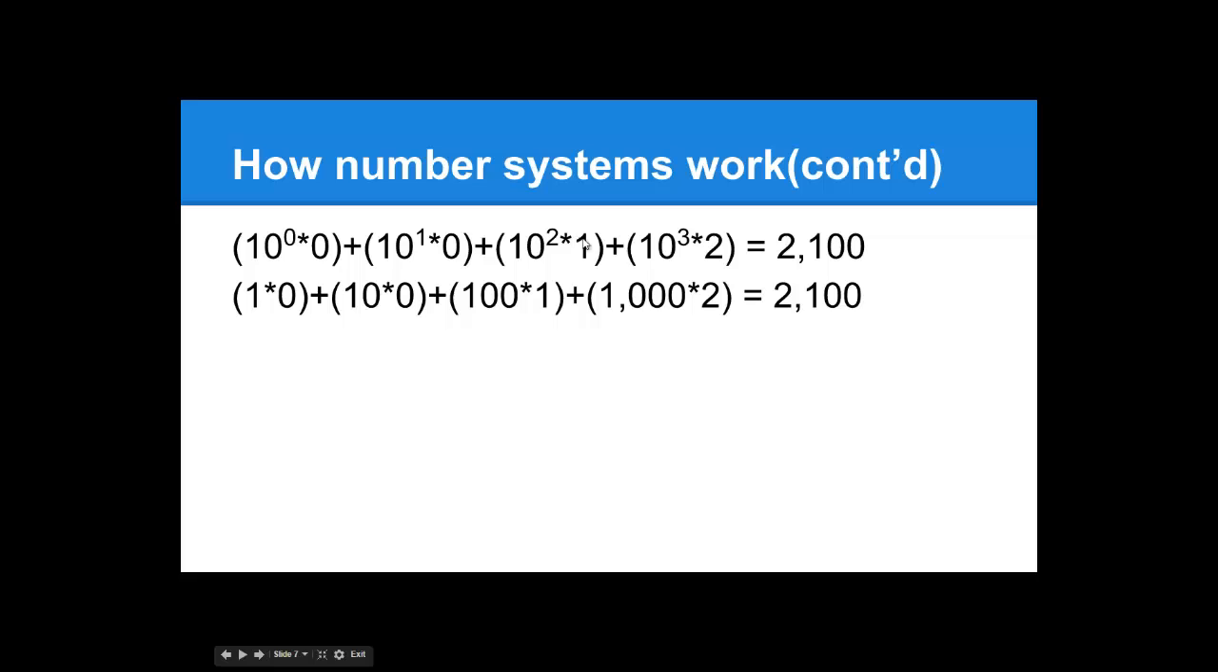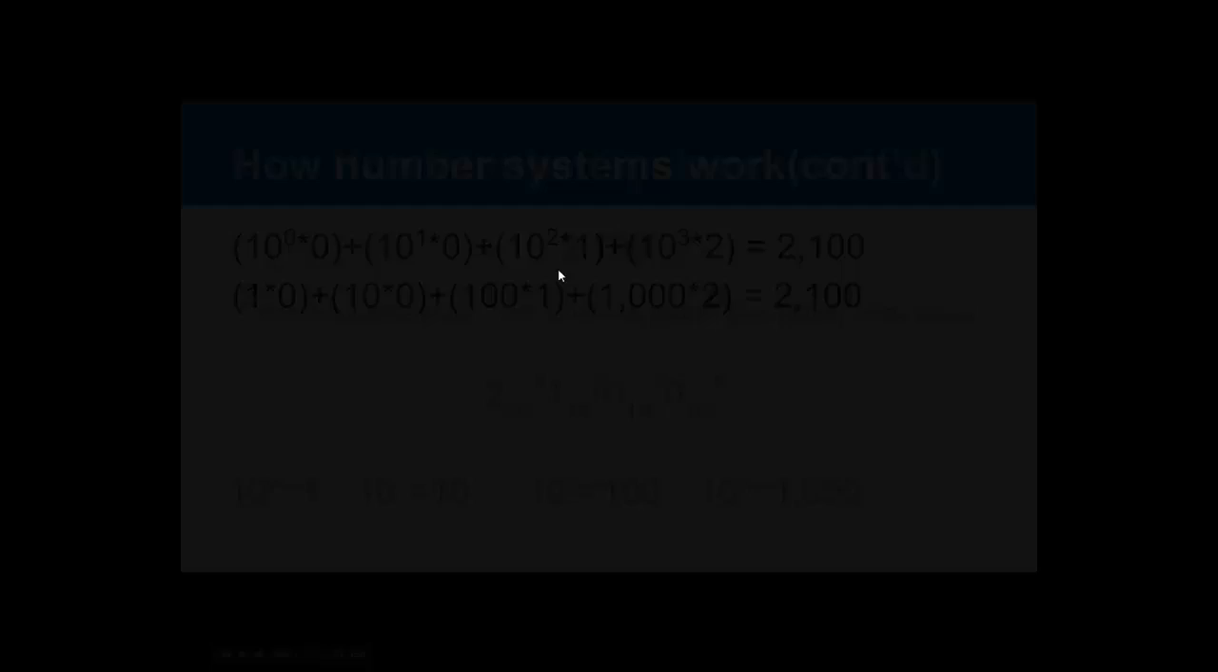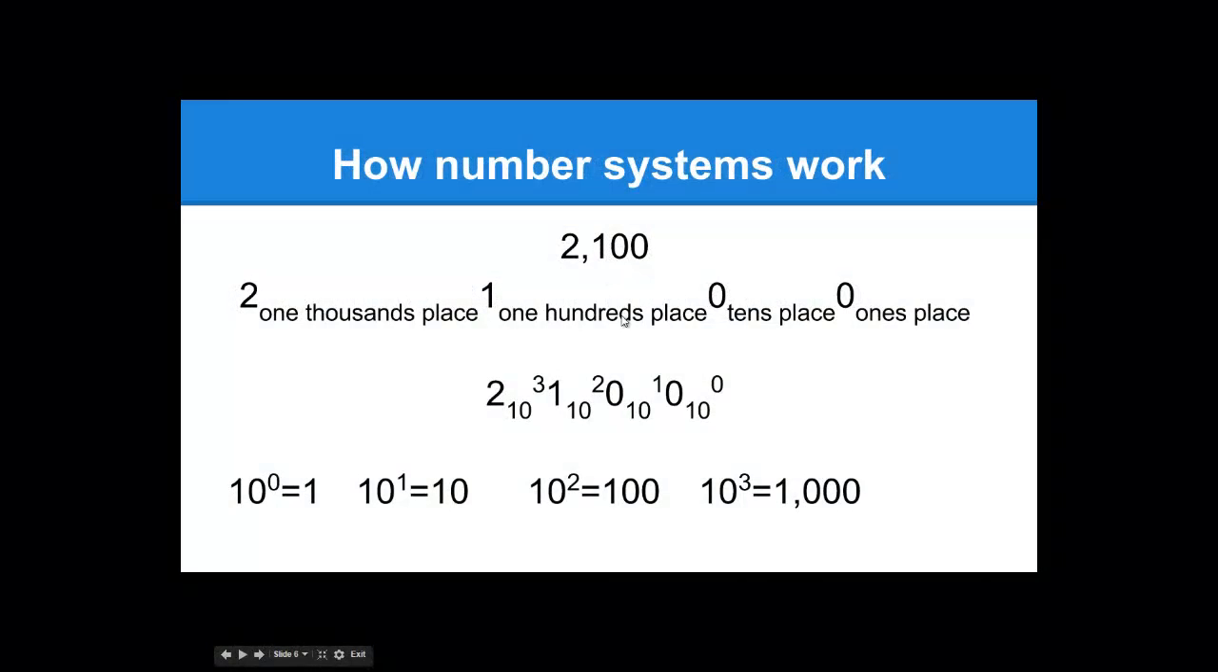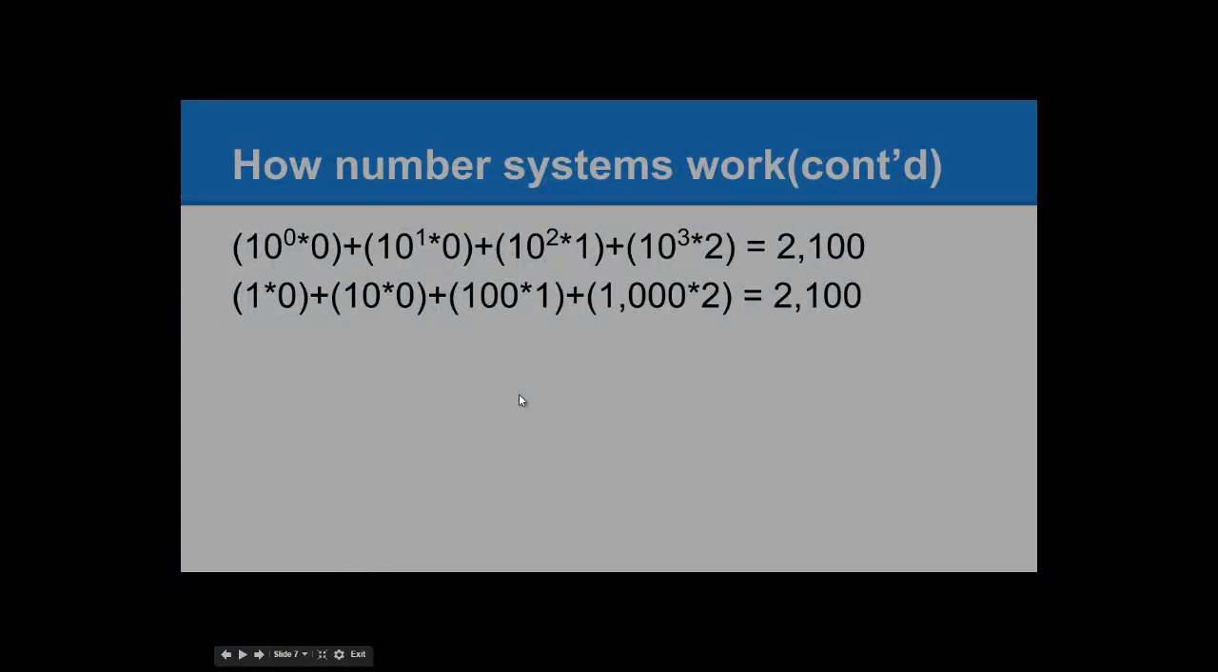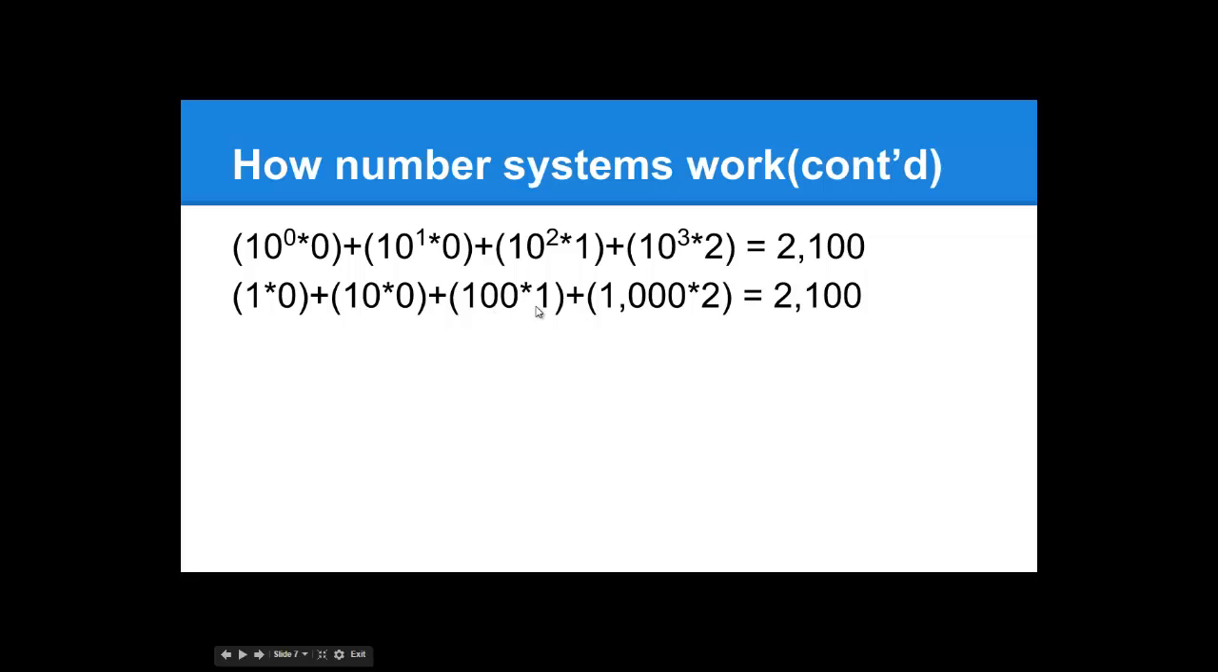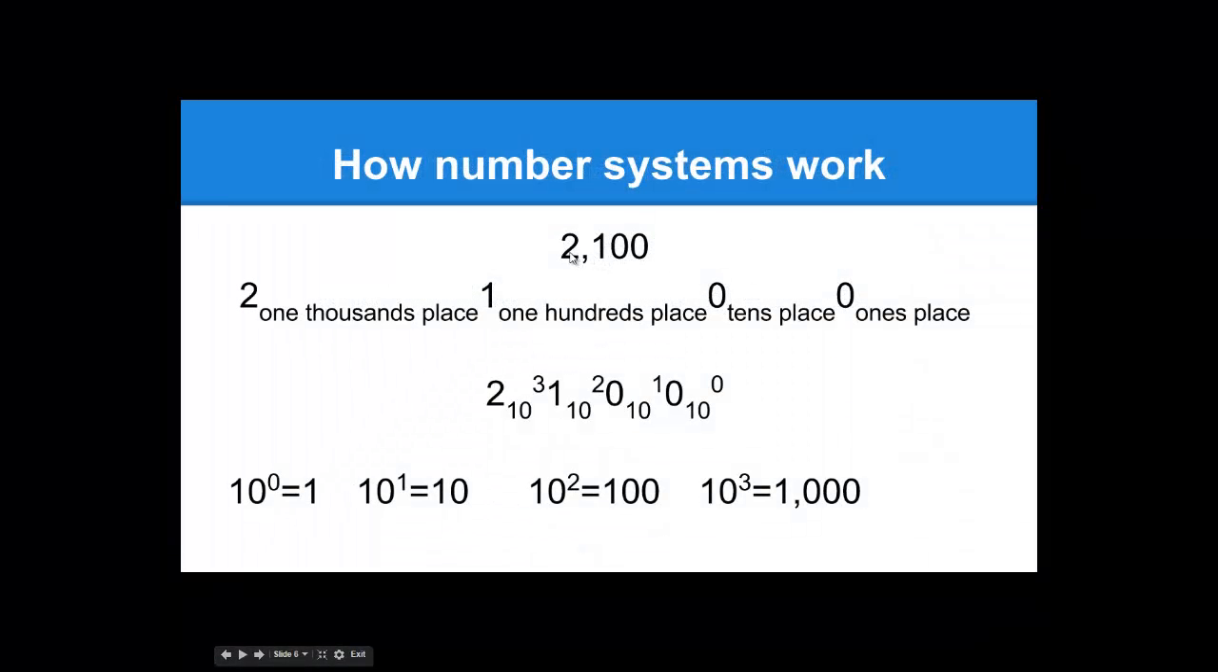And then after that we get on to the hundreds place. The 1 here was in the hundreds place. So 10 to the power of 2 is 100, and this would give us 100. And then our 2 was in the thousands place, so this position here.